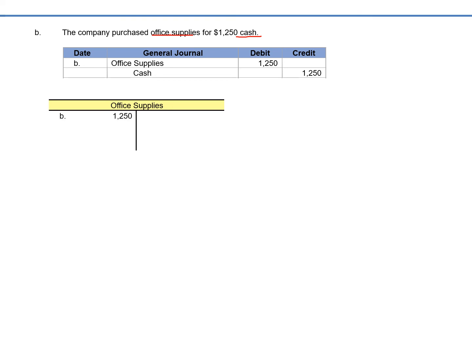And then we post those to the T accounts. So our debits go to the left side. Our credits go to the right side.